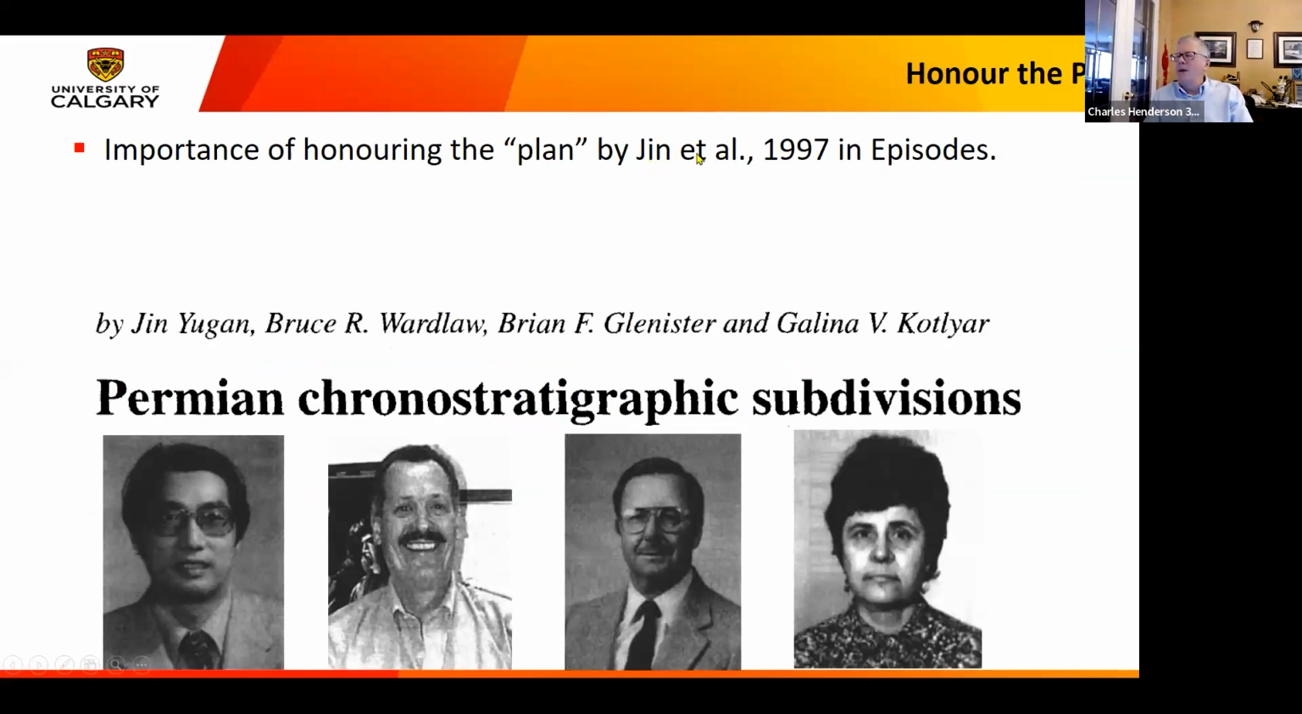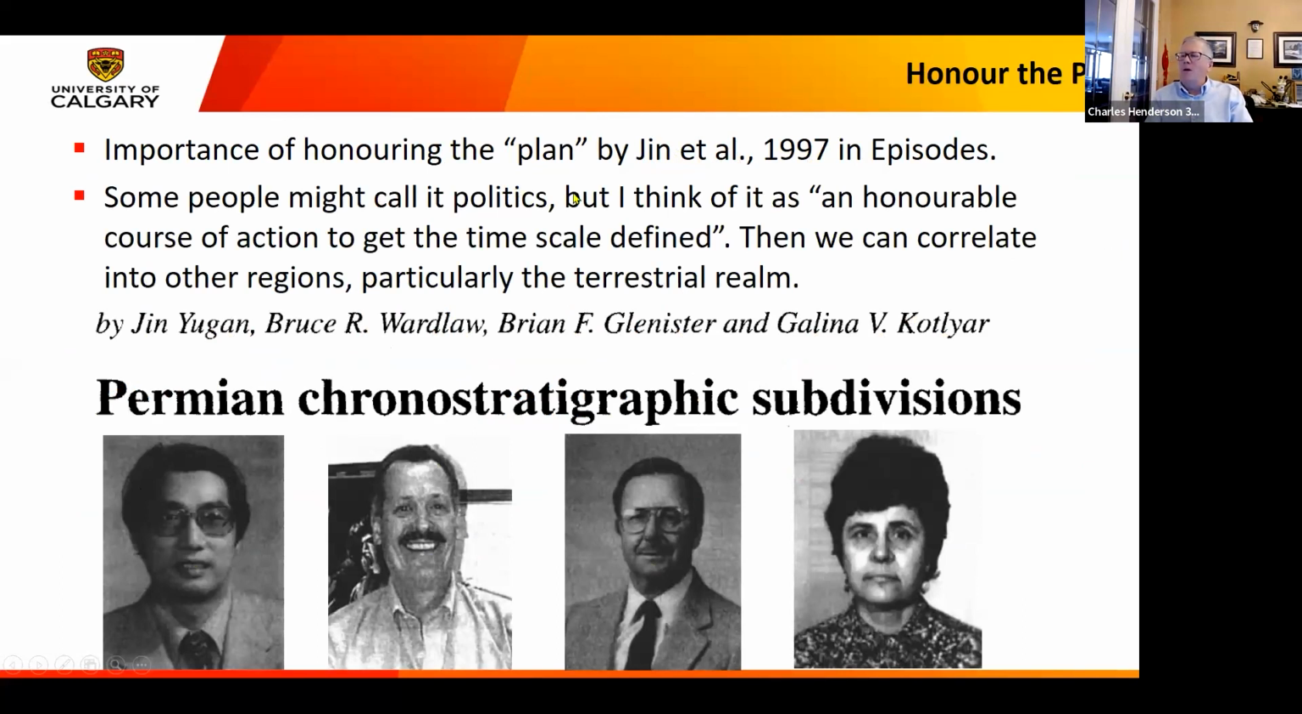The plan, as Shuzhong started his talk with Jin et al. 1997 in Episodes. And here's the pictures of these 4 individuals in that paper in Episodes: Jin Yugan, Bruce Wardlaw, Brian Glenister, and Galina Kotlyar. They did an outstanding piece of work. Now, some people might call this politics, but I think it is an honorable course of action that they set in place to get the time scale defined. Maybe, definitely, Bruce was in too much of a hurry to get the Roadian, Wordian, Capitanian done.